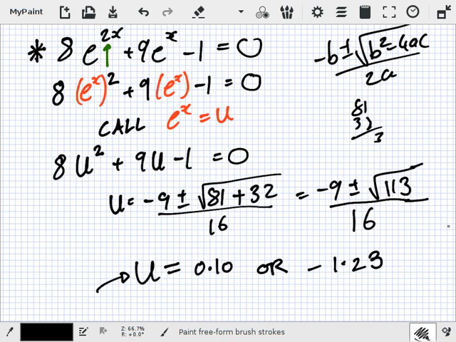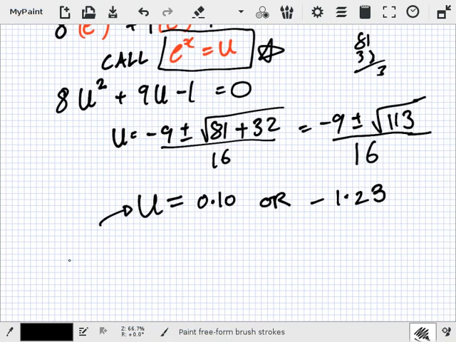No, not log, I'm afraid. How can we switch it back to x though? Because we have u, but we actually need x. What do you think, Michelle? It's a substitution, yeah. Where though? It's here. You can sub these values back into this one, because you can now say e^x equals 0.10 and e^x equals minus 1.23.